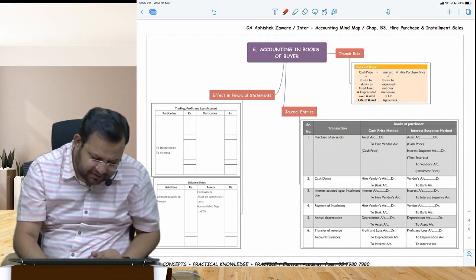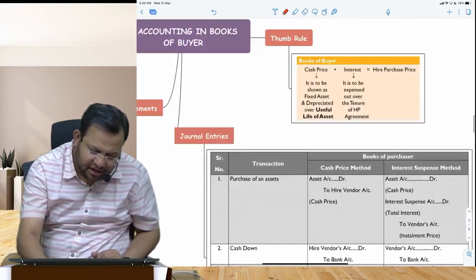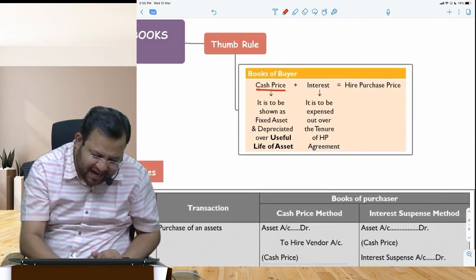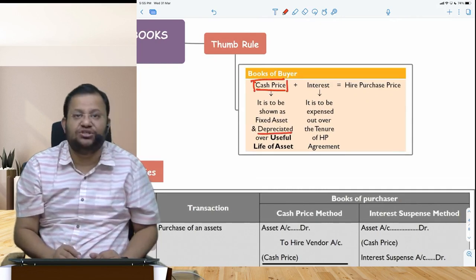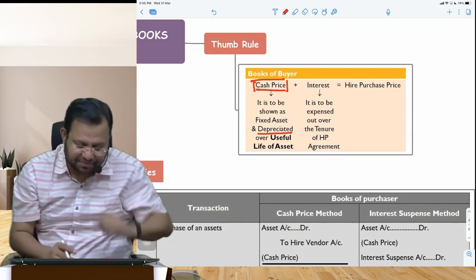Books of buyer, तो buyer के books में you will show asset at cash price and I will show depreciation on the asset at cash price.